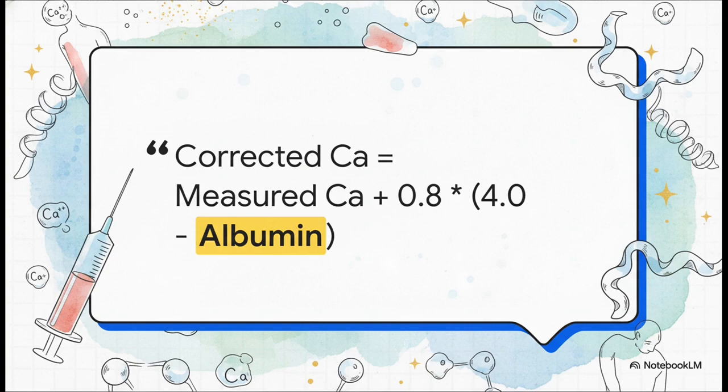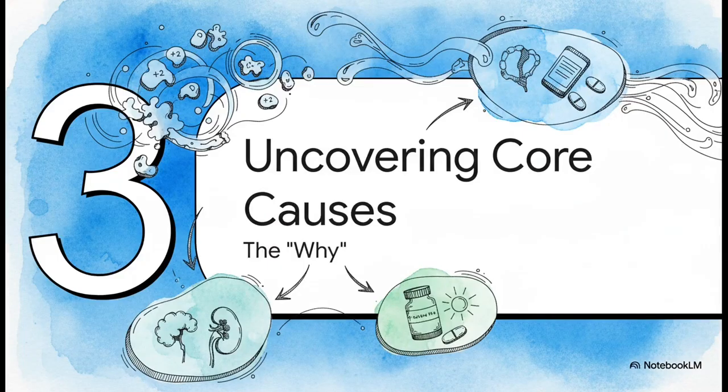You take the calcium level from the lab and you add 0.8 times the difference between a normal albumin of 4.0 and whatever your patient's albumin is. It sounds complicated, but it's essential for getting the true story on their calcium status. All right, so we've defined the what. Now for the million-dollar question.